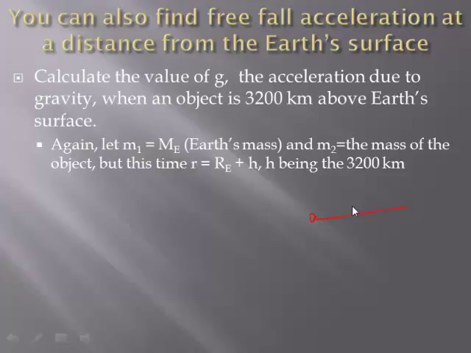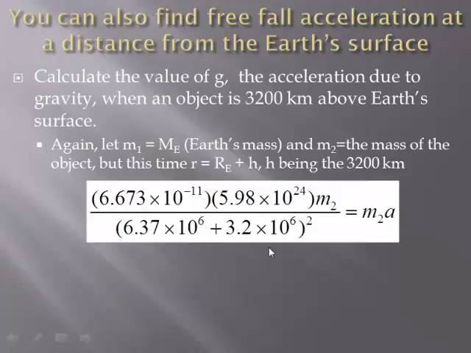So it's the distance between the center of the Earth, so that would be RE, and then where the object actually is above Earth's surface. So we just plug in numbers. Again, the m2's will cancel out. And we end up with the acceleration due to gravity being 4.36 meters per second squared. And that makes sense because the object is so much further from the center of the Earth.